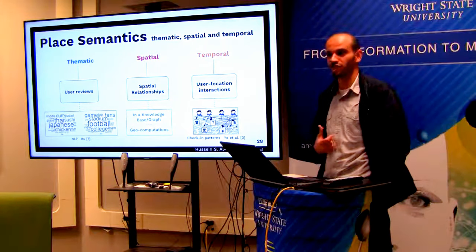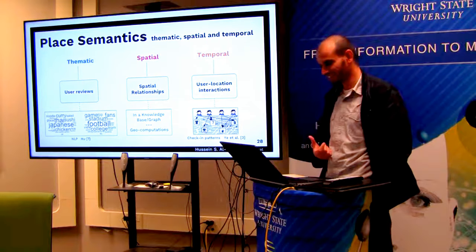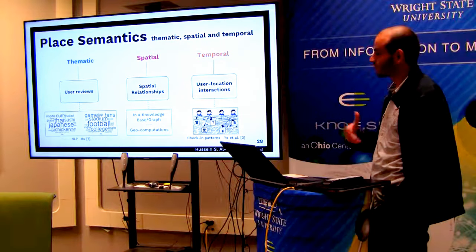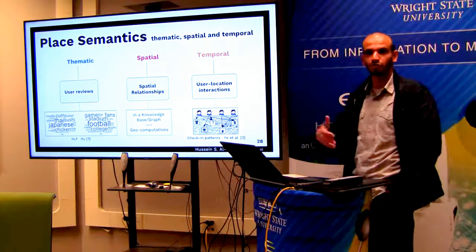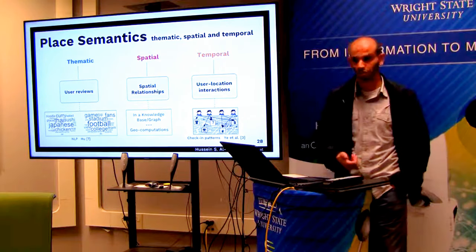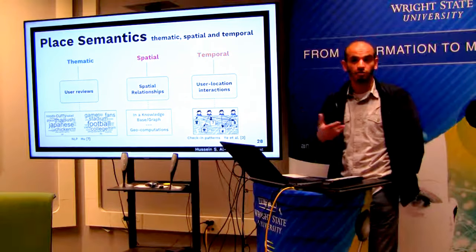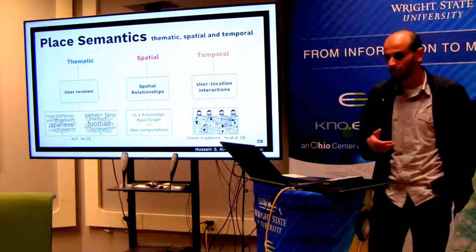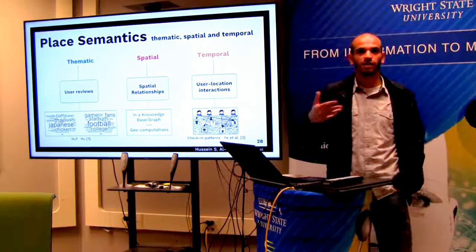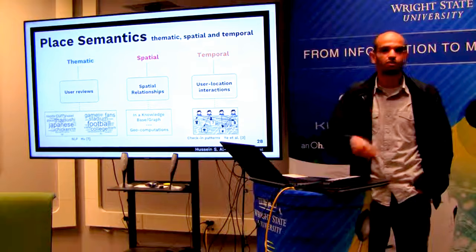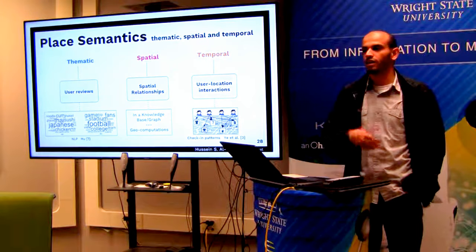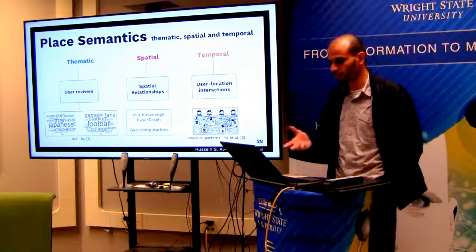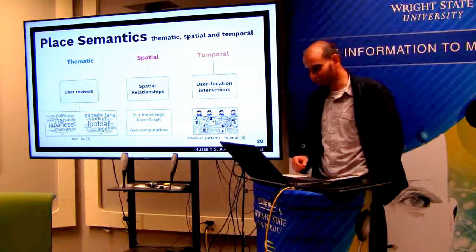The third dimension is the temporal dimension, which you can think of as the user location interactions. For example, I come to Wright State University, you come to Wright State University, then there is some kind of a pattern, some kind of a relation, we go together to some place, right? So that's a place semantic. People go, for example, in the mornings to restaurants, in the evenings to bars. Anyway, you get what I mean.